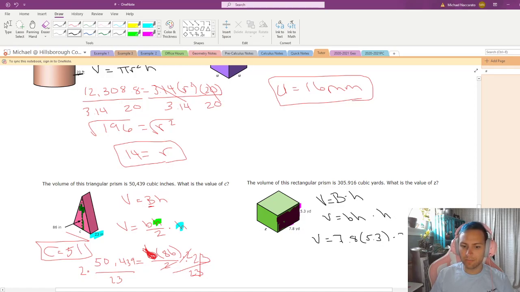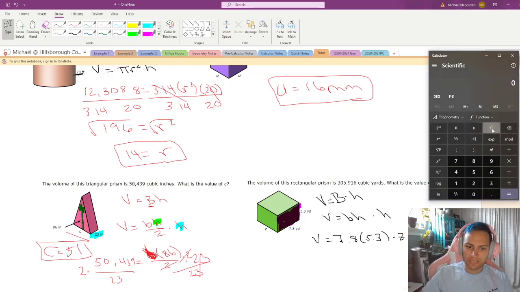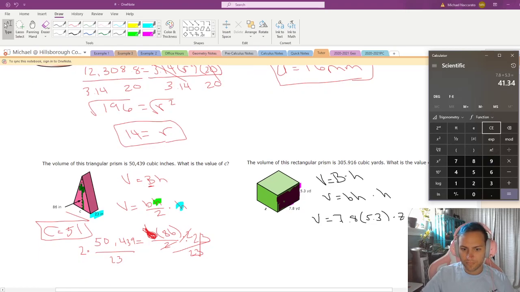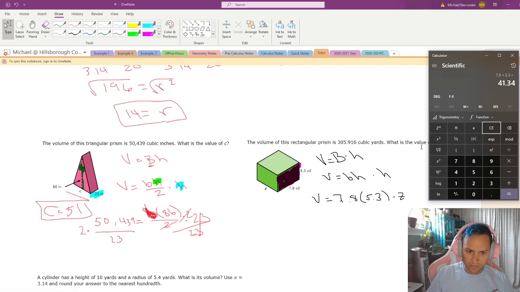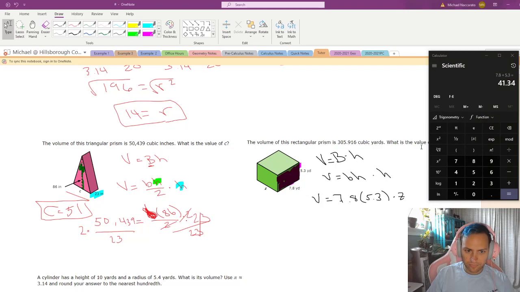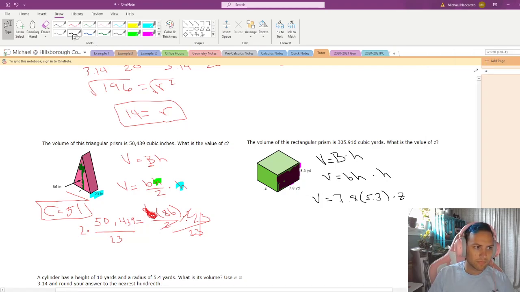We don't know what it is, so I'll put the z here so we can keep up with it. So we're going to first figure out what that 7.8 times that 5.3 is going to give us. So 7.8 times 5.3, we get 41.34. So this is 41.34 times z. I forgot to put this in here, but we know what the volume equals from our directions. The volume is 305.916.